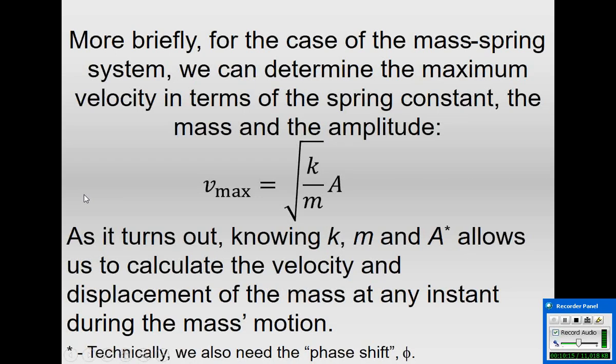We're going to skip some calculations. It is possible to derive the equation that you see on the screen, that the maximum speed is equal to the square root of k over m, and then that result times the amplitude A. If we know k, and if we know m, and if we know the amplitude A, then we have enough information to be able to calculate the displacement and the velocity and the acceleration of the mass at any instant in time.